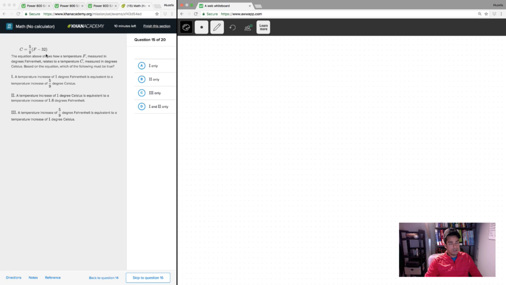An easy way to test for this is just pretend we plug in 32 degrees and we get 0 for Celsius. We plug in 33 degrees and we get 5/9 for Celsius. Plug in 34 degrees and we get 10/9. So every time Fahrenheit's going up by 1, Celsius is going up by 5/9. So 1 is definitely true.